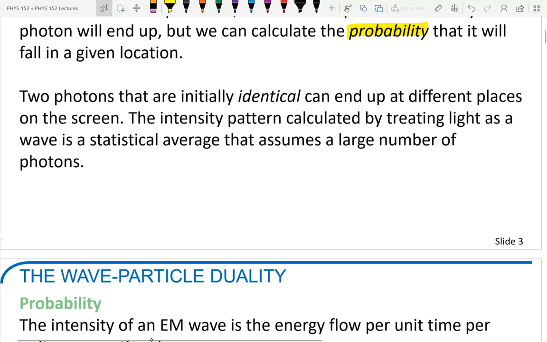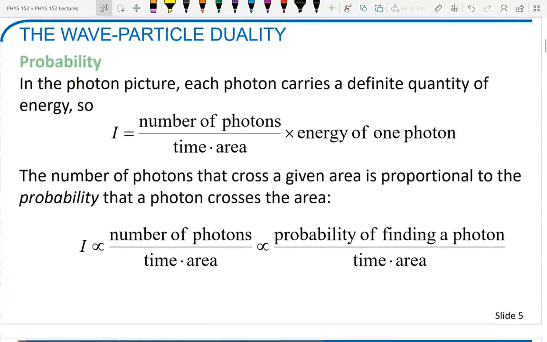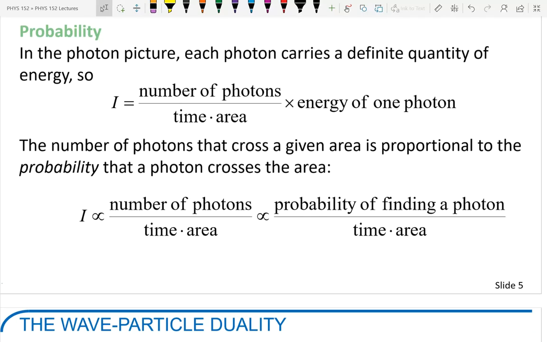Now, let's look at what I skipped over here. The intensity of an electromagnetic wave is the energy per time per area, and that is proportional to the electric field squared, is all I was saying there. And then we could say, well, the intensity is also the number of photons per time per area times the energy per photon. And so that's showing us the relationship between the probability of finding a photon and the amplitude squared.